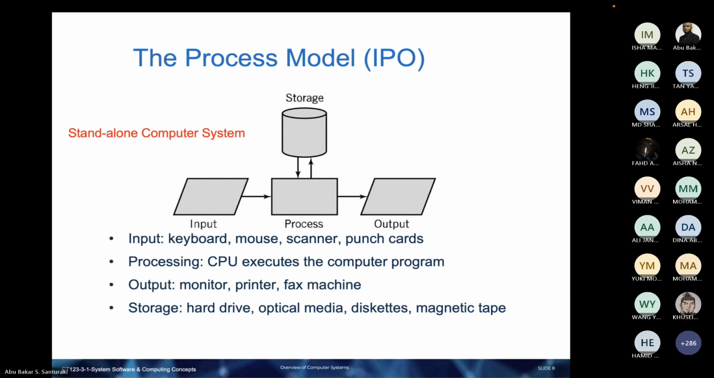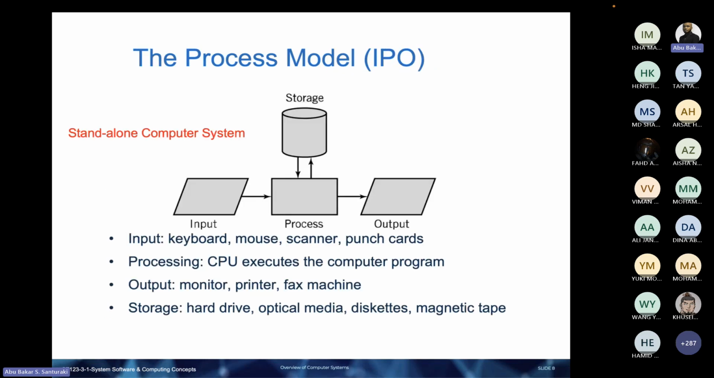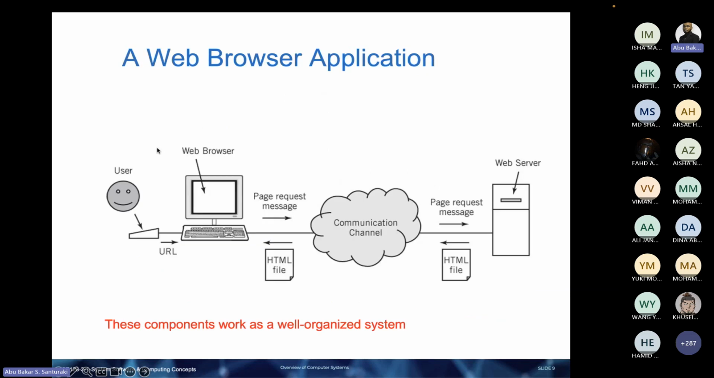Now, taking a look here, we have a web browser application. In this web browser example, we are again looking at the architecture of a computer. But the difference here is, whereas in the IPO model we were looking at a single standalone computer system, this web browser application shows how it operates in an IT system.